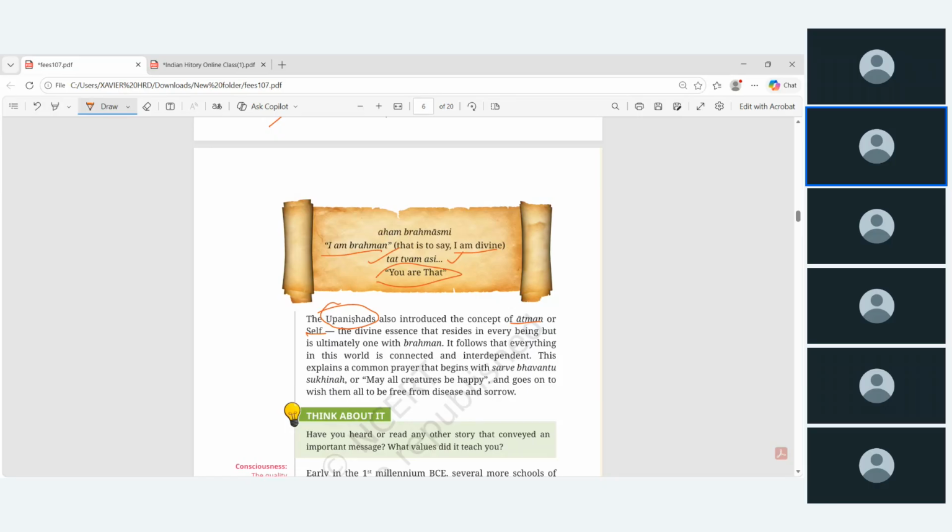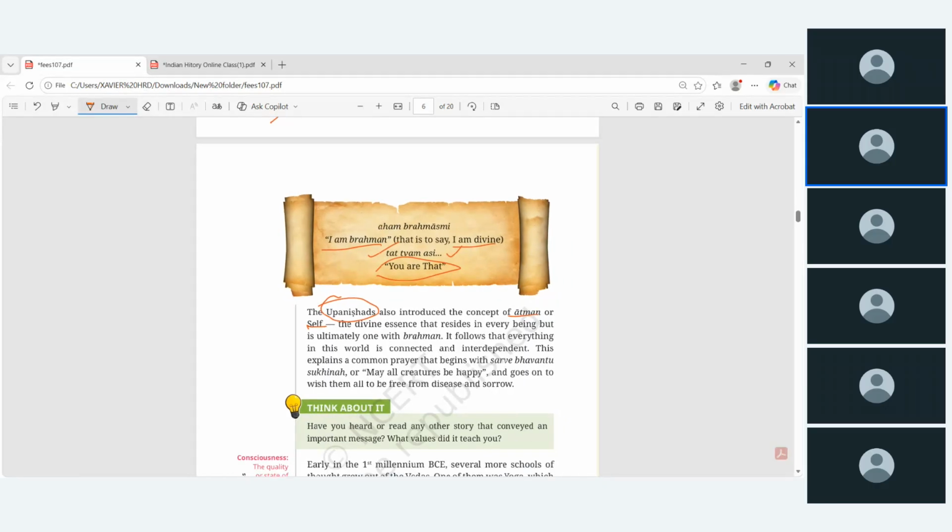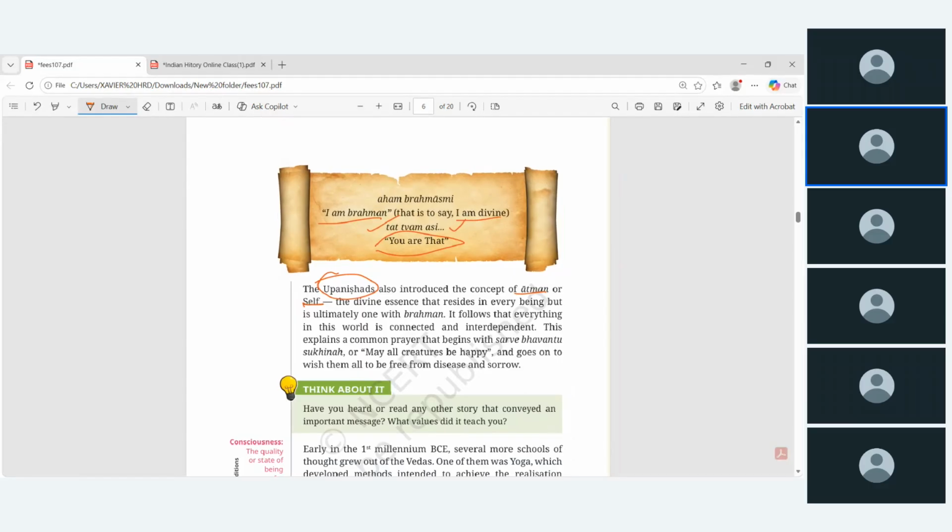They have also given one more Sanskrit phrase, Sarve Bhavantu Sukhinah, that is, may all creatures be happy. That means let everyone be free from disease and sorrows. It is one of the main aims of the Upanishads.